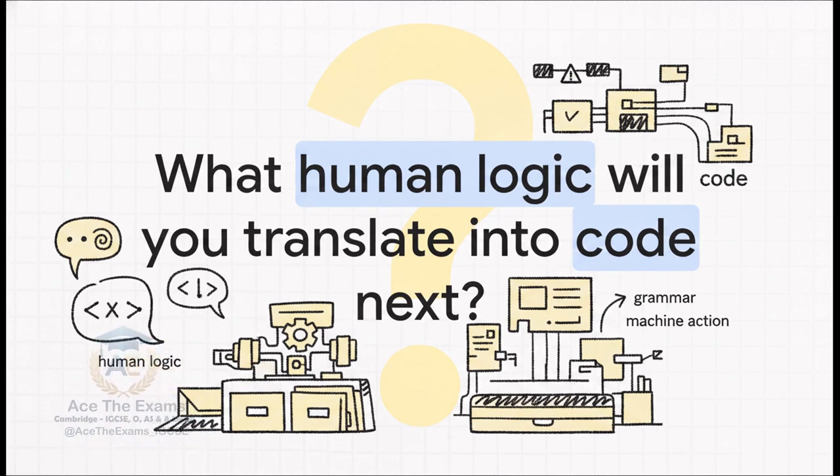The machine is waiting. So, now that you understand these foundational building blocks of code, what complex human logic will you translate into machine action next?